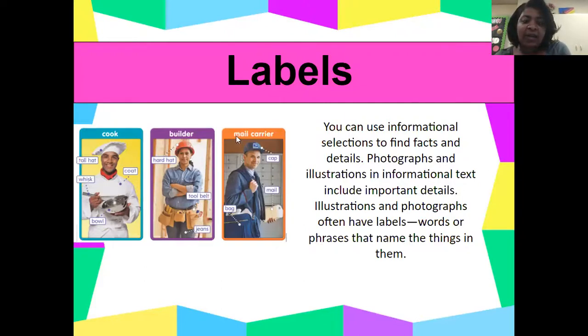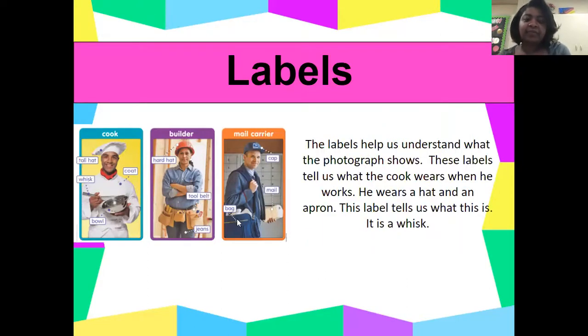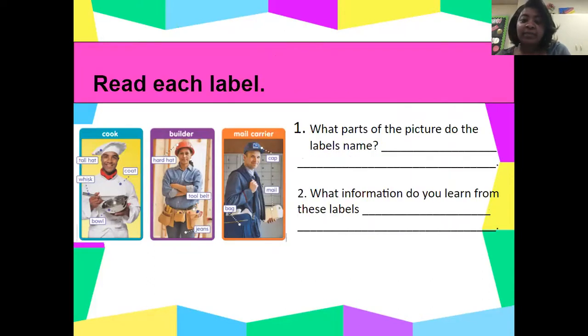All right, this is the mail carrier. Let's look at the labels on the mail carrier. Cap, mail, here's a bag. The labels help us understand what the photograph shows. These labels tell us what the cook wears when he works. He wears a hat and an apron. This label tells us what it is, a whisk.